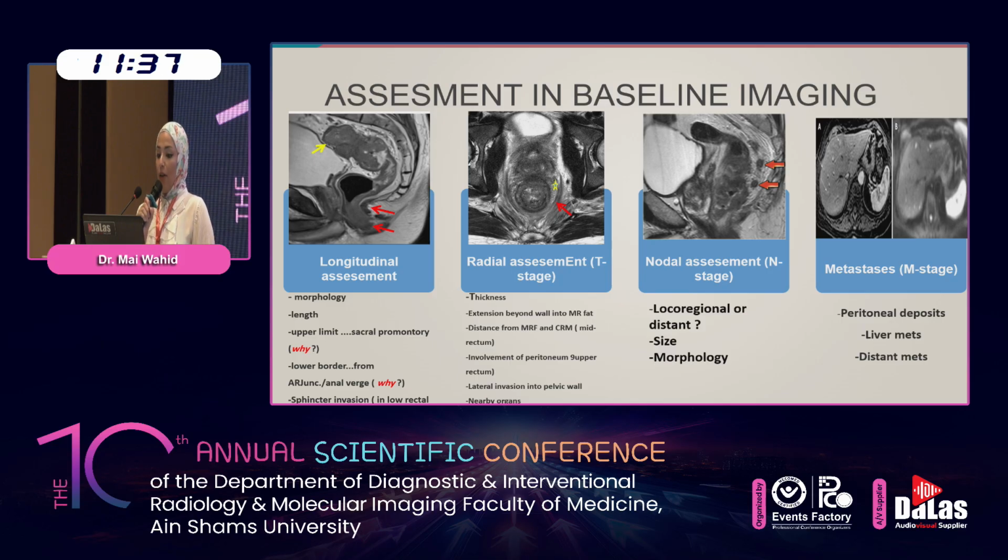And then we have the radial assessment by the T2 axial sequence. We can see the thickness of the tumor, its extension beyond the wall into the mesorectal fat, shown here by the yellow star, and then involvement of the peritoneum in the upper rectal tumors or the mesorectal fascia, shown here by the red arrow, and then the lateral invasion into the pelvic wall and the nearby organs, all in the T2 axial view. Then we have the nodal assessment, the N stage, whether locoregional or distant lymph nodes. We'll talk about that in the next slide. And the M stage, the metastasis, whether peritoneal or liver metastases, by the diffusion ADC abdominal sequence.